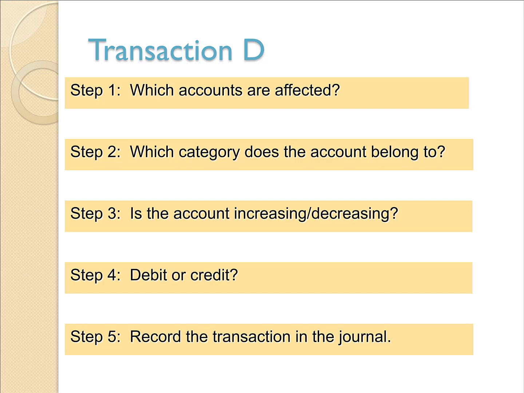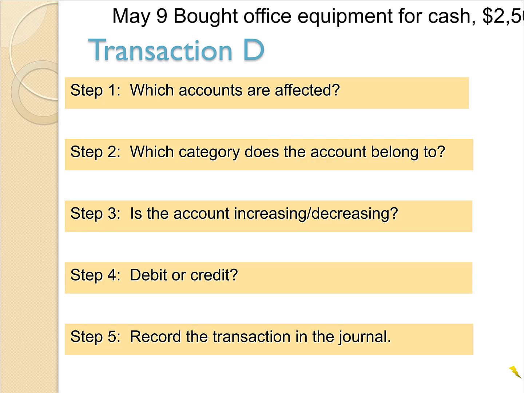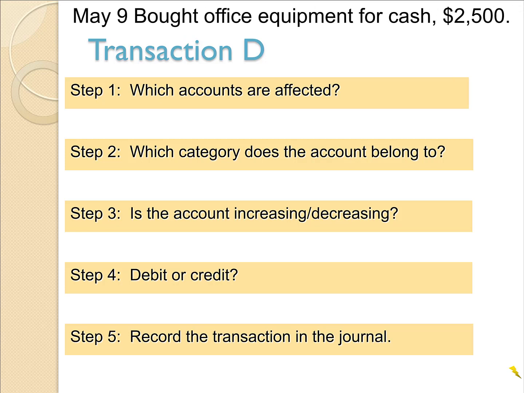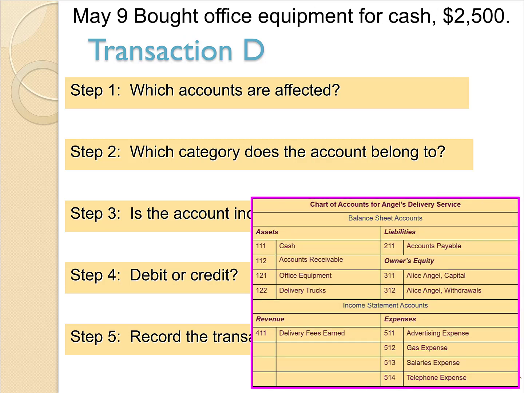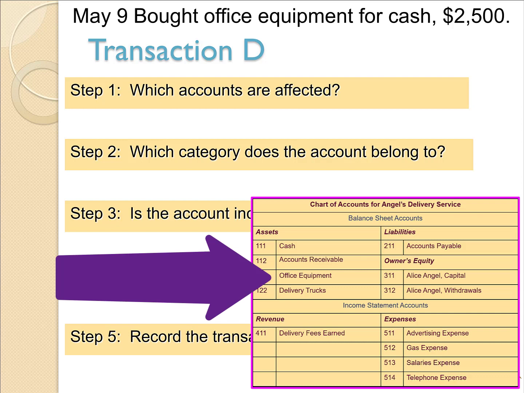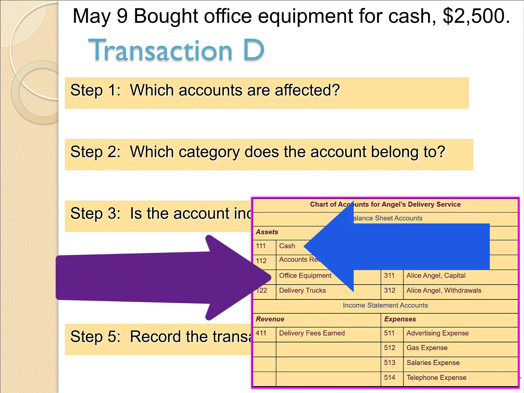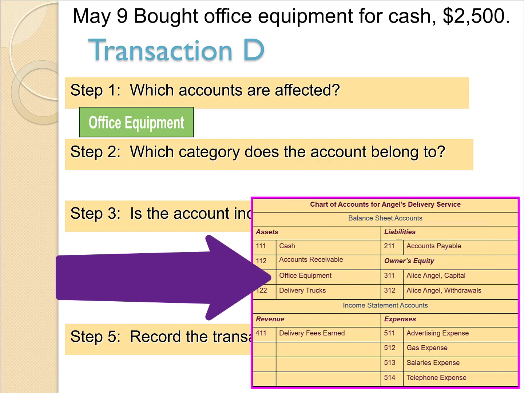Now let's do transaction D. On May 9th, the company bought office equipment for cash for $2,500. So let's look at the chart of accounts. What are the two accounts that are affected? This one should be pretty easy. Office equipment and cash.